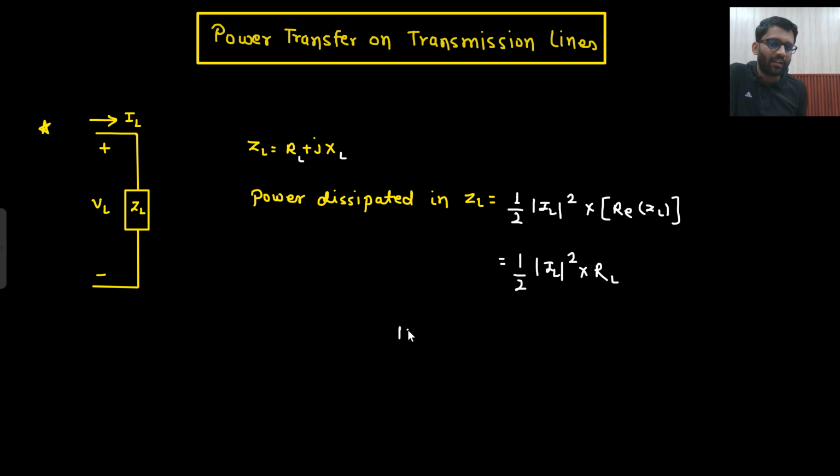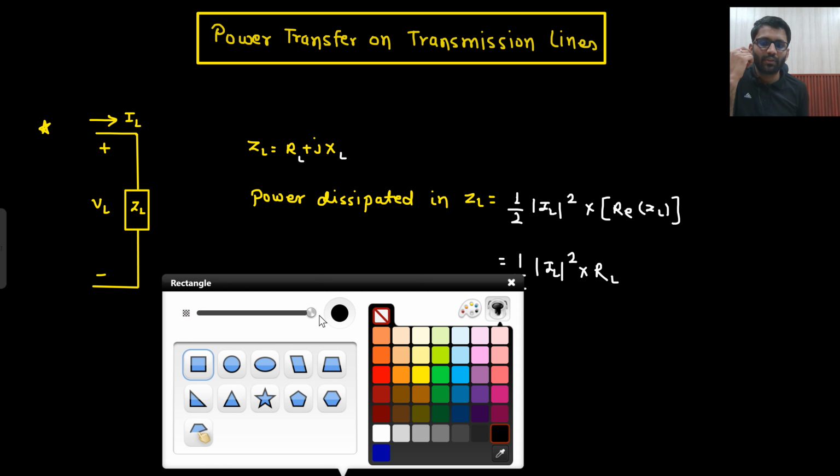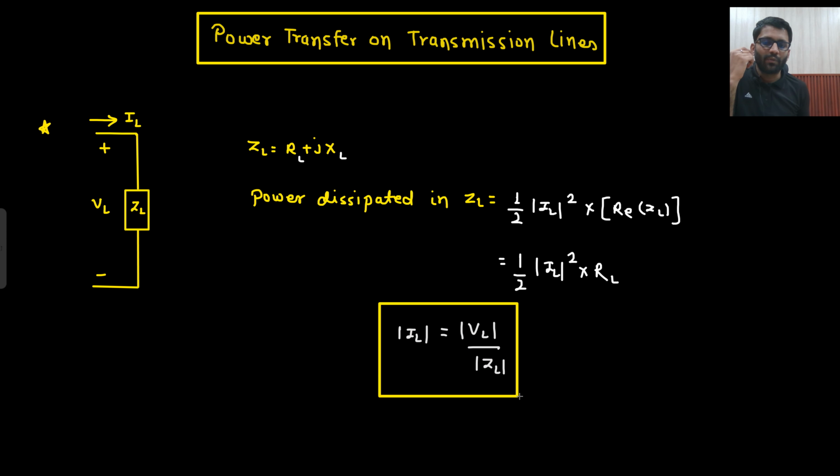And what is mod of IL? Mod of IL is mod of VL divided by mod of ZL. And if I am saying mod of IL, that means I am talking about maximum current, not RMS current. Here all these formulas use maximum values, not RMS. We will solve a problem, it will be more clear to you. So to find the power dissipated in the load, it is half of mod of IL square into the resistor. And why am I putting half? Because this is the maximum, this is not RMS. Mod of IL means the maximum current I am talking about.